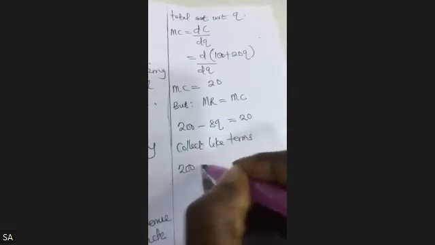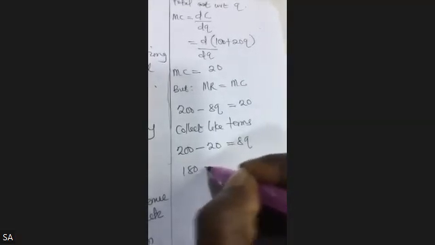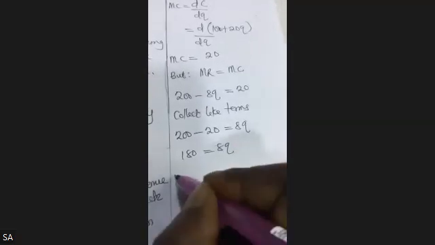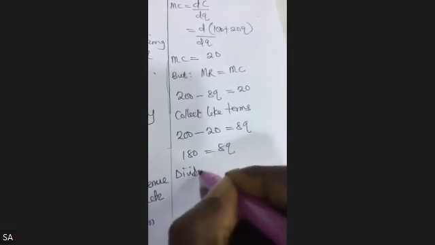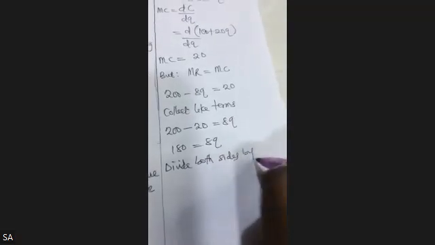Meaning you can bring this 20 to this side, and take minus 8Q to this side. So this will be 200 minus 20 equals 8Q. So class, this will give us 180 equals 8Q. The next thing you do to find Q is divide both sides by 8.